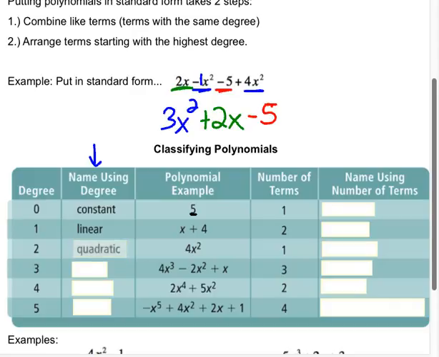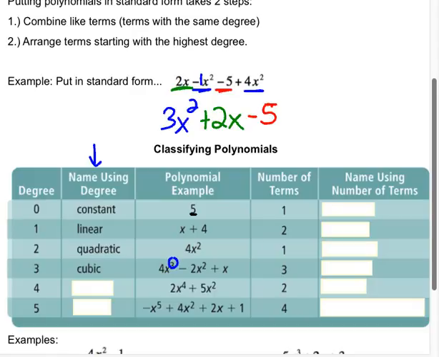Next up, a square is a quadratic. We also spend an entire chapter on quadratics, okay? And all that means is it has an x squared term, like their example, 4x squared. When we get up to having an x cubed, we call that cubic, okay? So if you notice their example, 4x cubed minus 2x squared plus x, it's because of that cubed that we call this a cubic.